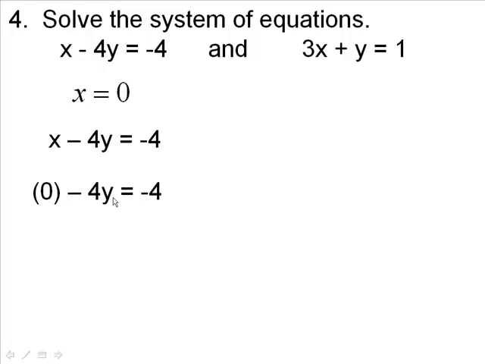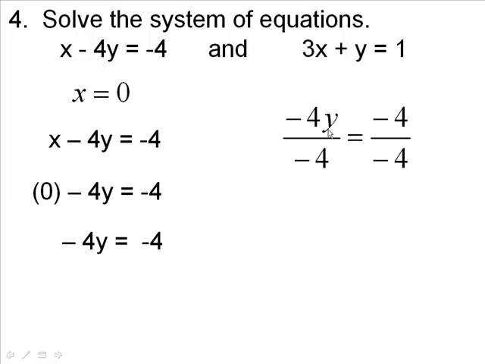Alright, 0 minus 4y is negative 4y. Then we can divide both sides by minus 4. We have negative 4y. Divide both sides by minus 4. And we'll get y over here, and we'll get negative 4 over negative 4 is 1. So the point where both of these intersect is when x is 0 and y is 1.